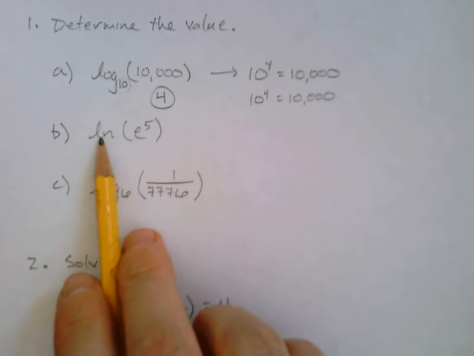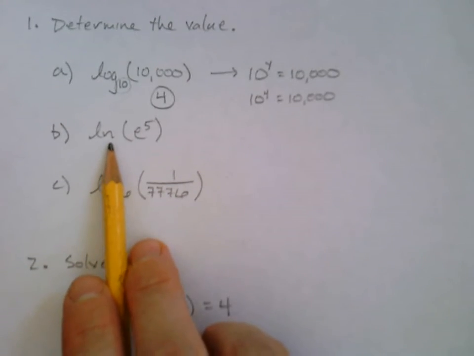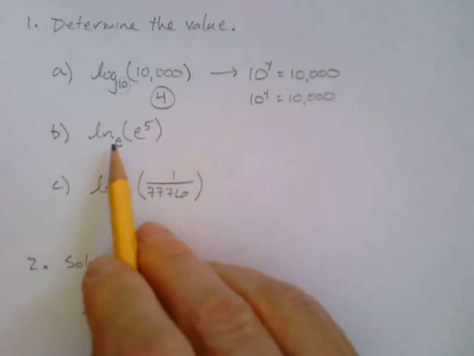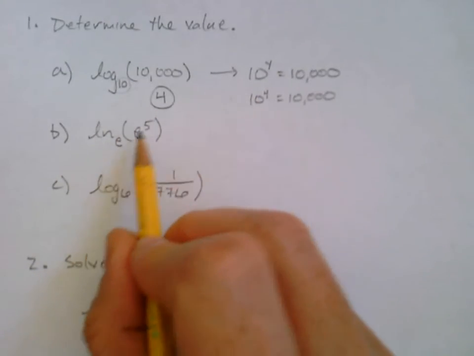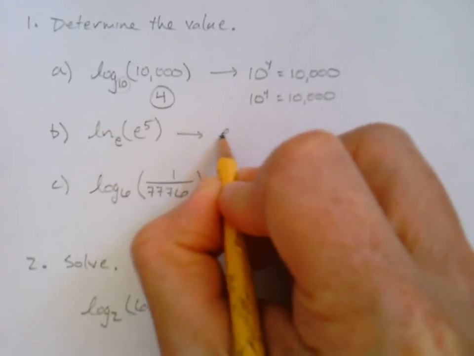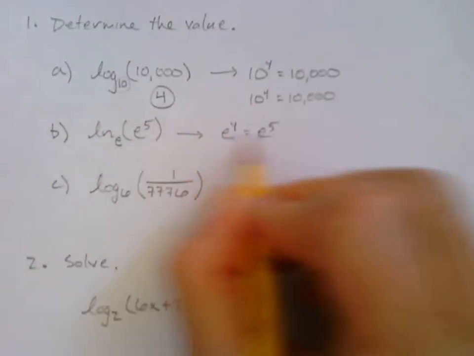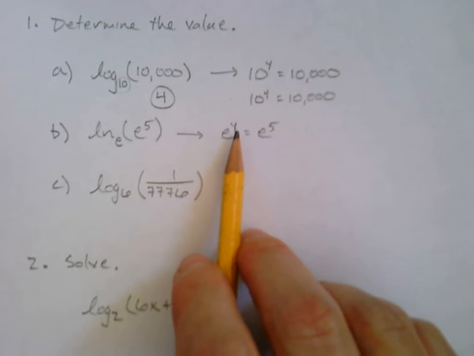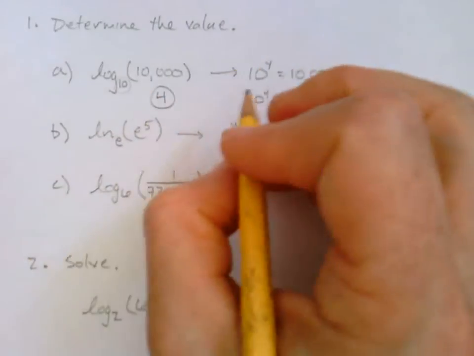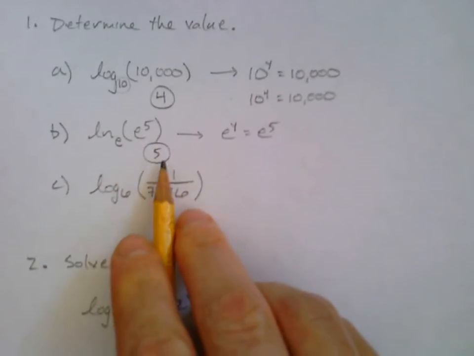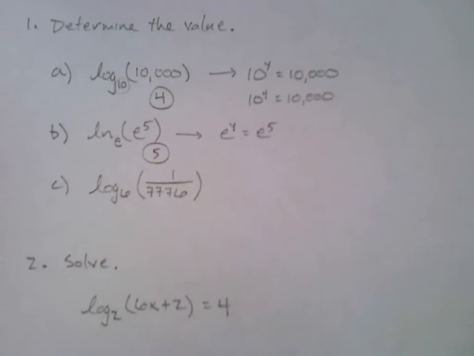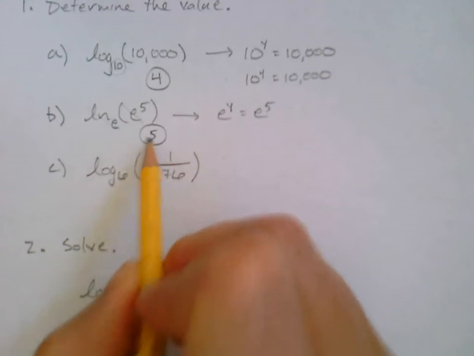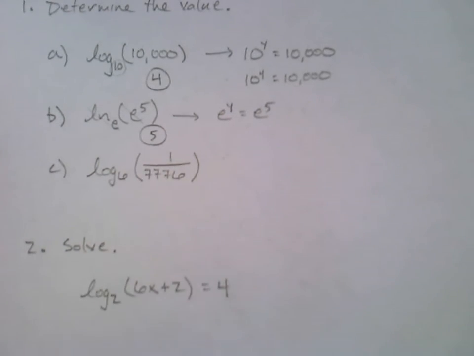Okay, let's try the next one. The natural log of e to the fifth. What some people will do, they'll say, hey, what's the base here? Well, it's e. So this e raised to what gives me the argument? E to the what would give me that argument? Well, in this case there's not really much to think about. 5, e to the fifth equals e to the fifth. So this whole thing, our answer to part B, is 5. Another way of thinking about it, the natural log and the e cancel each other out. They're inverses. More on that later.